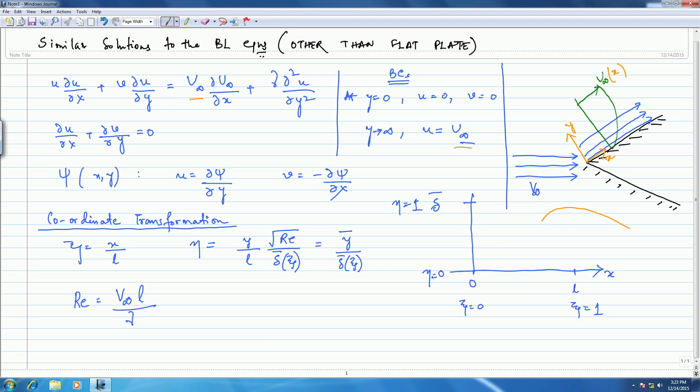So again, if I had an airfoil like this, you would still have V infinity coming in, and then at each point you would have a velocity like that, and here something like that, and here something like that. So that would be U infinity. So you can see that it is changing with x, right?